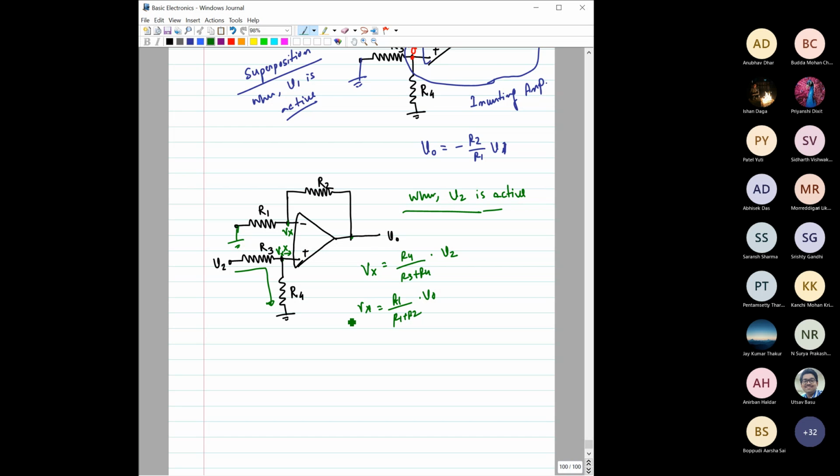Yeah, then what next? Please tell me what next. V out equals 1 plus R2 by R1 into Vx. Yes, okay. After that, I need a relation between the output voltage and V2. Yes, sir. R4 by R.